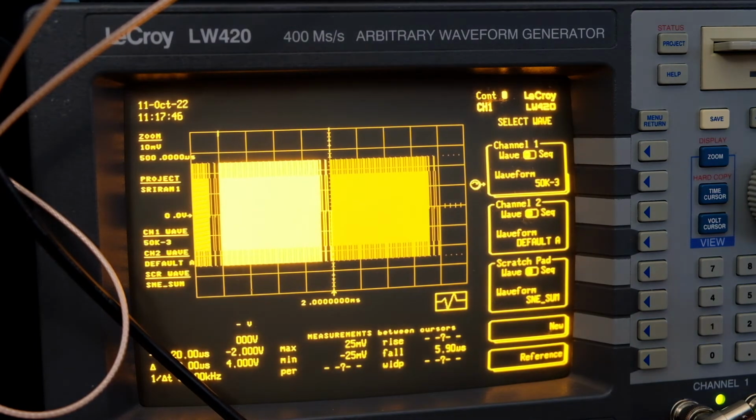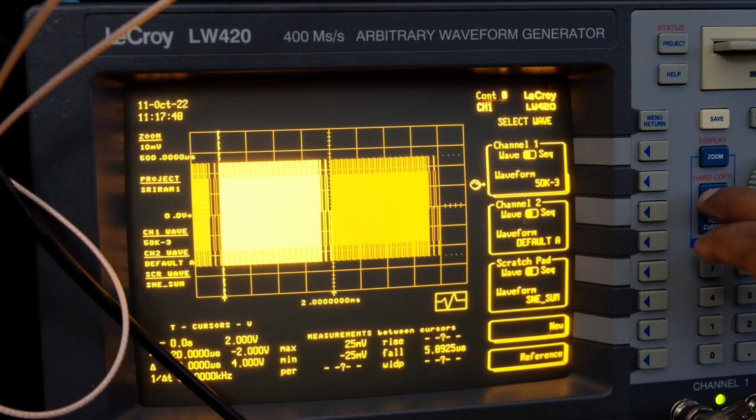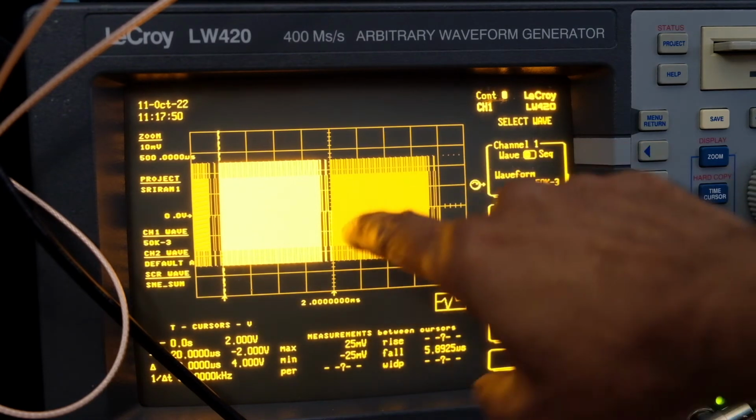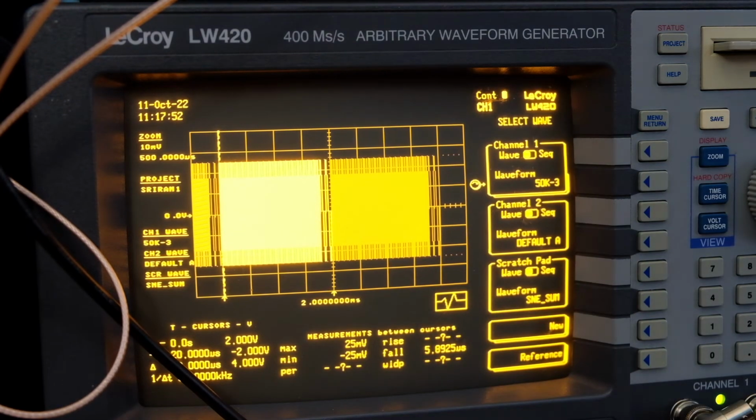So this one has some noise injected at the end of it, as you can see right here, and I'm going to zoom into that a little bit.